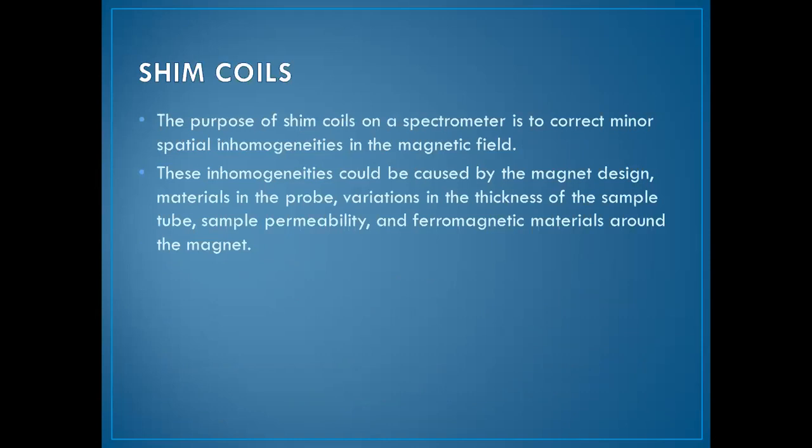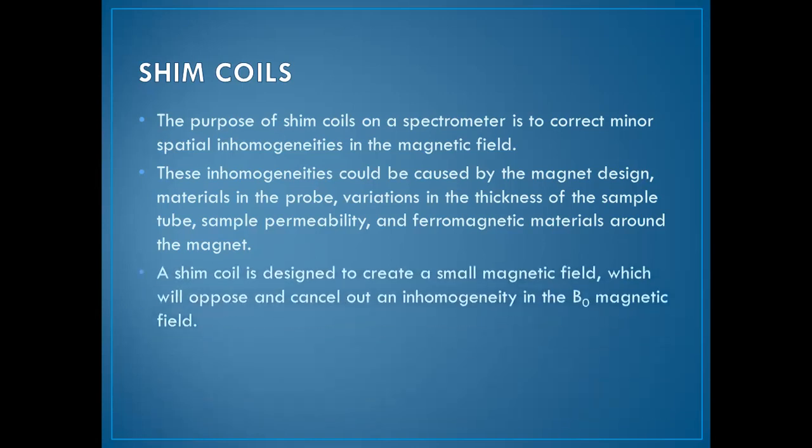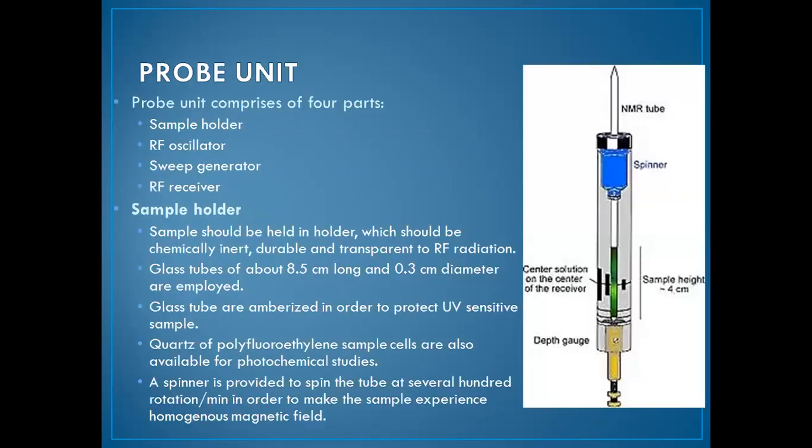Third component of NMR is shim coils. The purpose of shim coils on a spectrometer is to correct minor spatial inhomogeneities in the magnetic field. These inhomogeneities could be caused by the magnet design, material in the probe, variations in the thickness of the sample tube, sample permeability, and ferromagnetic materials around the magnet. A shim coil is designed to create a small magnetic field which will oppose and cancel out an inhomogeneity in the induced magnetic field. Fourth component is the probe unit.